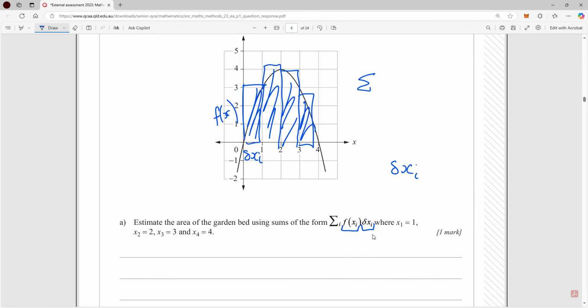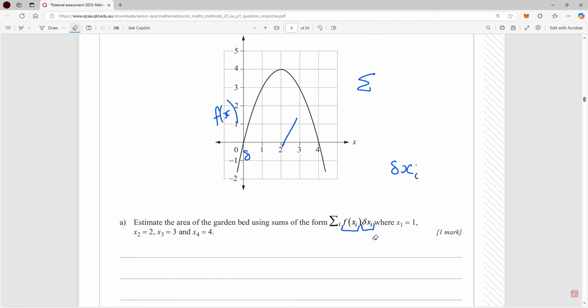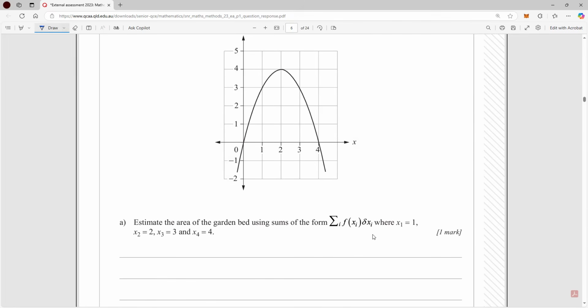The i just represents place values you can put in. In the sigma, we're adding up the sum starting at i. It has to be positive whole numbers, so we're starting at 1, and then going to 2, 3, and all the way up to 4. So when we're talking about this, we'll go f of x i, this guy here. Now for each of them, this little change in x, oh, I hate drawing the symbol.